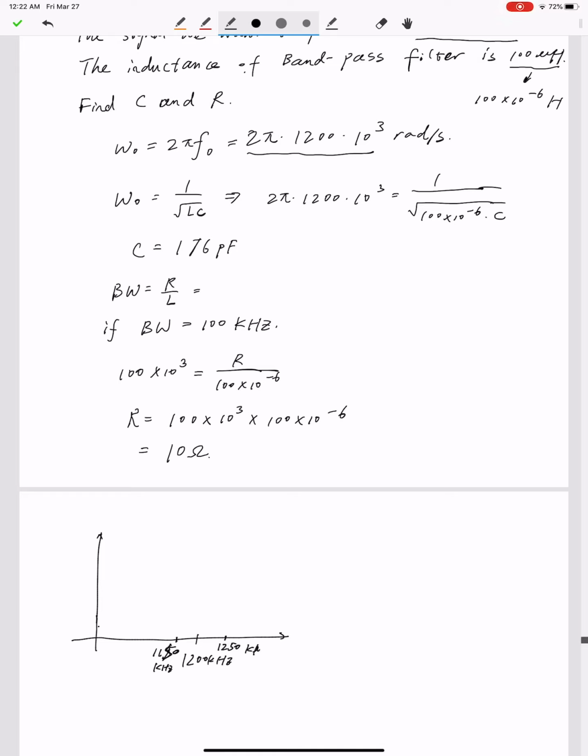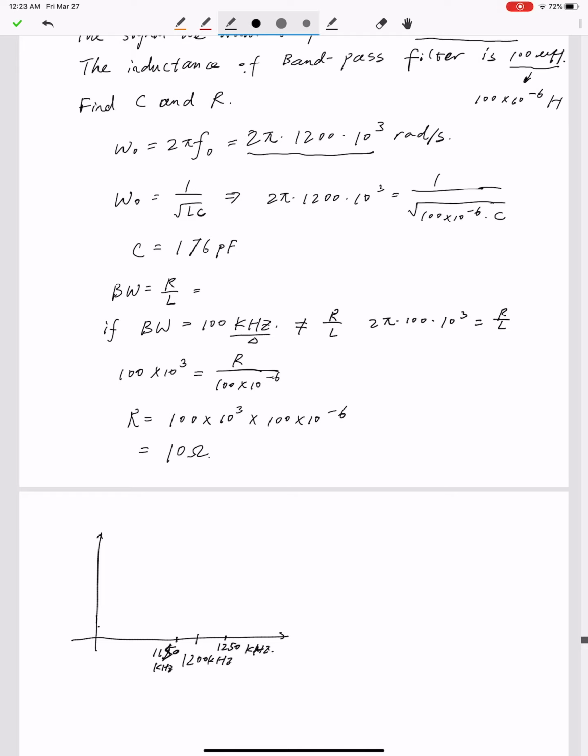But I made a mistake here. The mistake I made is right here. The bandwidth equals 100 kilohertz, but 100 kilohertz does not equal R over L, right? Because this is not in the unit of radian per second. Only 2 pi times 100 times 10 to the power 3 equals R over L, right?